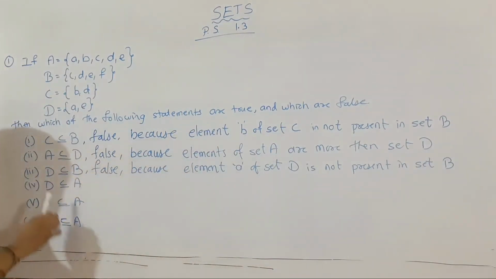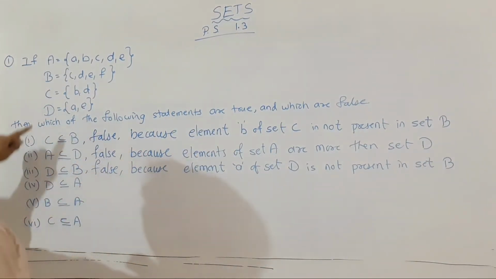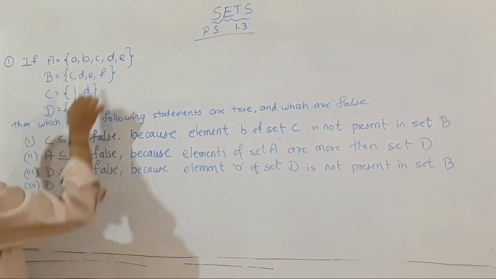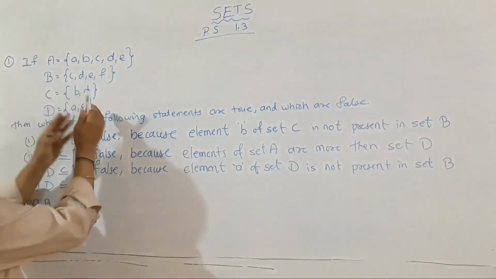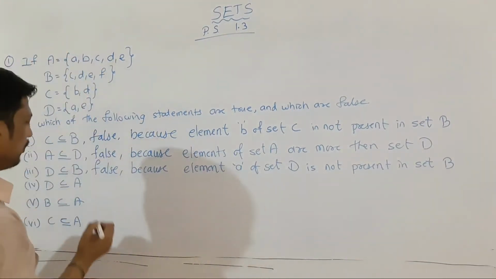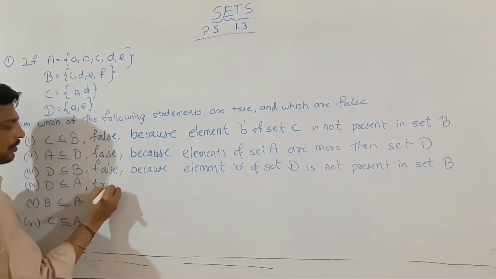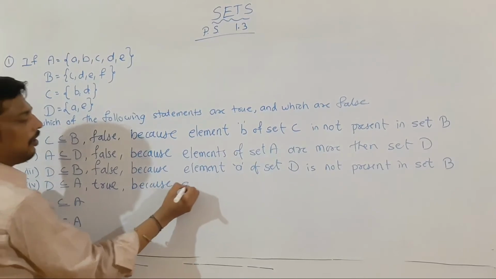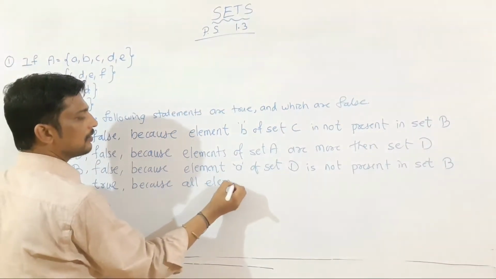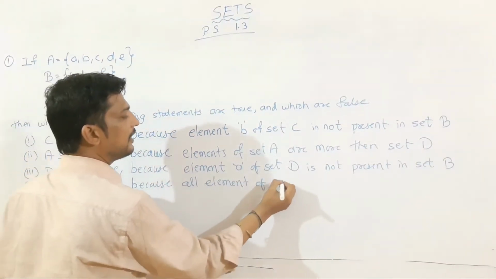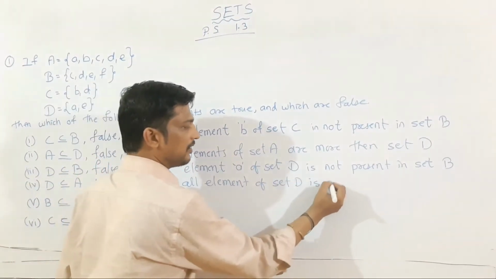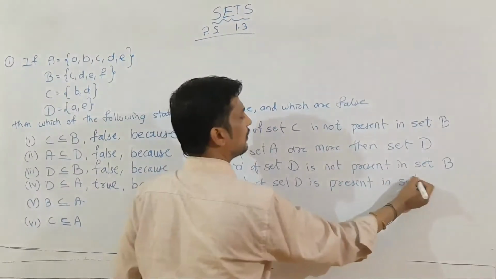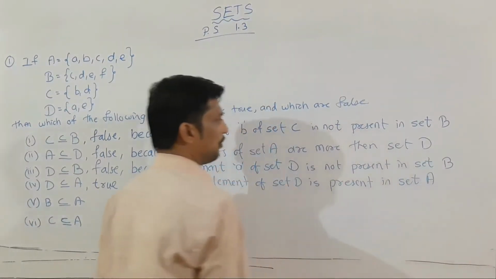Fine. The next, D is a subset of A. Let us check, is D a subset of A? So A, yes, A is there. E, yes, E is there. That means all the elements of set D are present in A. So I can write this as true. True, because all the elements of set D are present in set A. So copy it down, students.